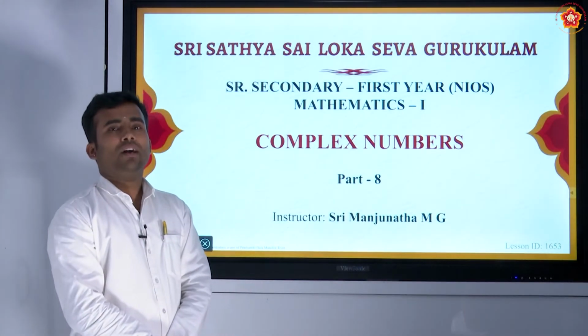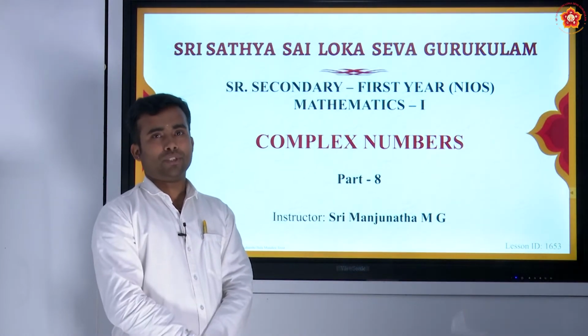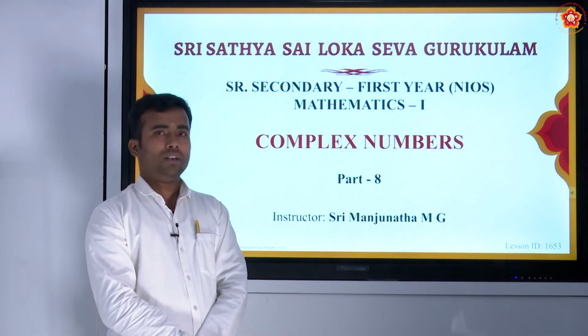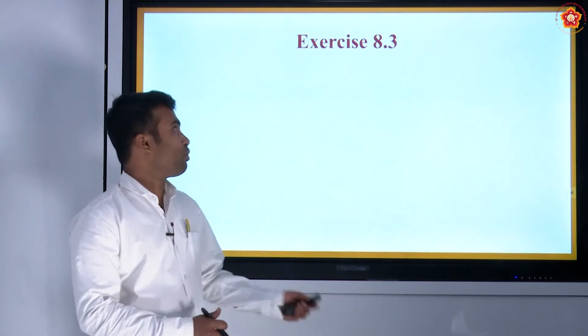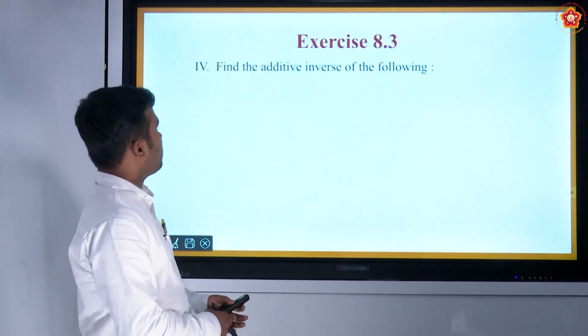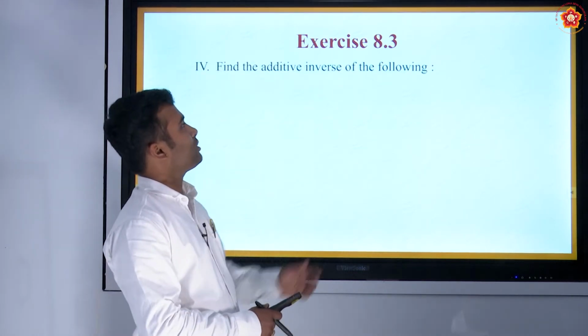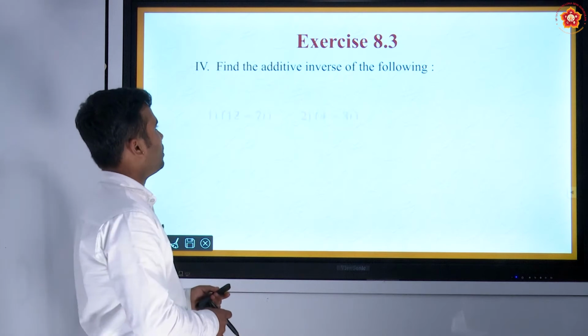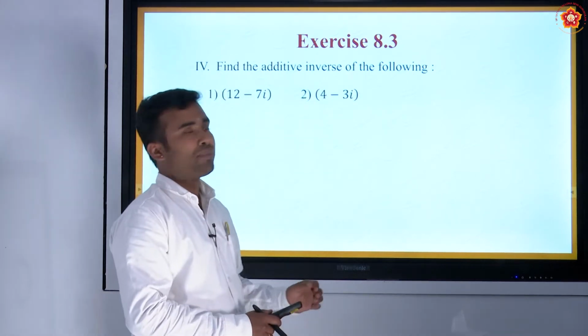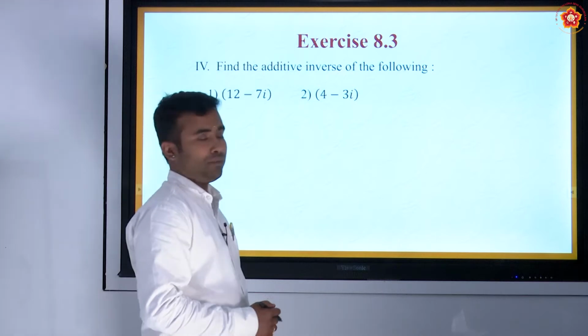Sri Sairam. In the previous class, we solved some problems from exercise 8.3, and today we solve more problems from exercise 8.3. And the question here: find the additive inverse of the following complex numbers, 12 minus 7i and 4 minus 3i. So we have to find the additive inverse.